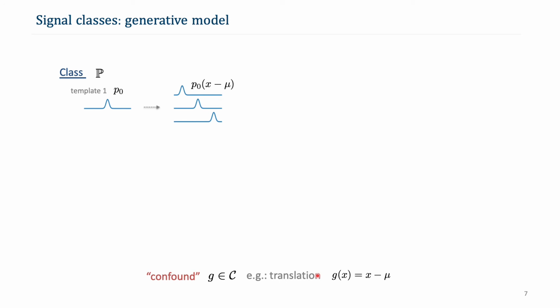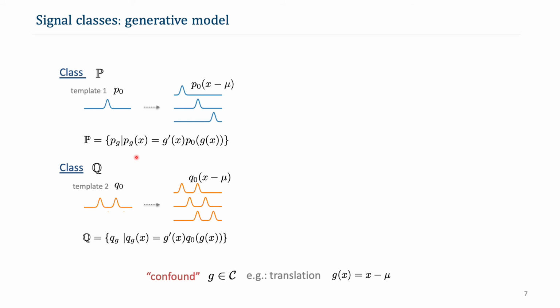And so this class P now is an infinite set of signals composed by these translated versions of what we call P naught. So this is the mathematical notation of the set P. The elements of the set, which we call PG here, are given by the composition of this randomly sampled G function, which in this example we're using simple translations.